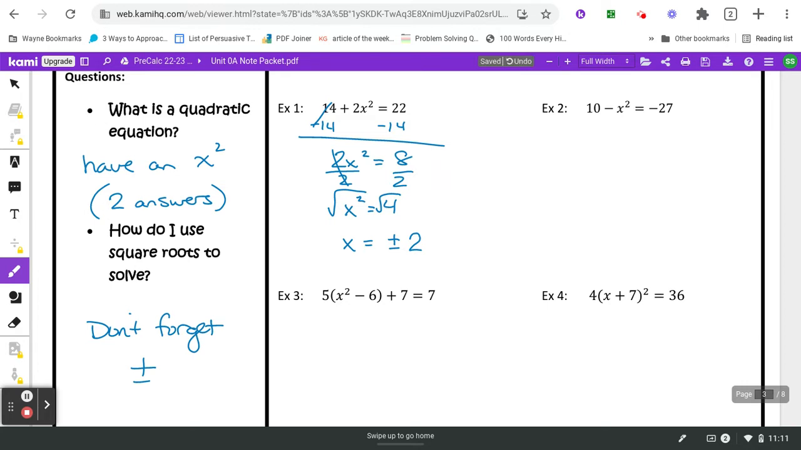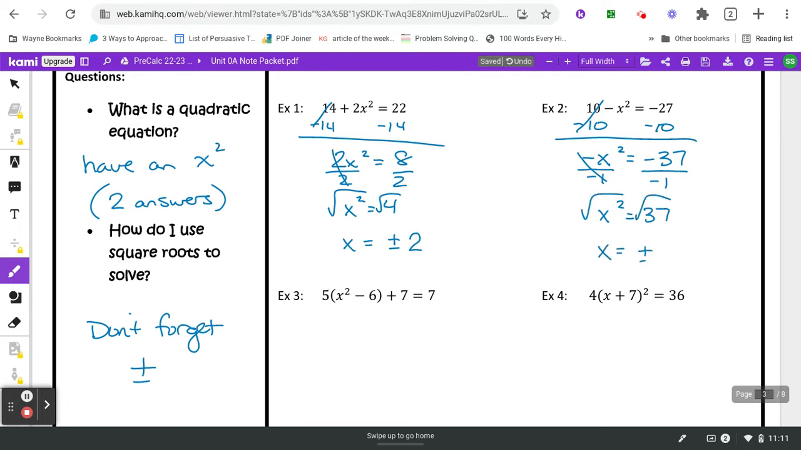Example number 2, we're going to solve it a similar way. Subtract the 10. Then we need to get rid of the negative in front, so I'm going to divide by -1. And then it's time to square root both sides. Don't forget the plus or minus sign.